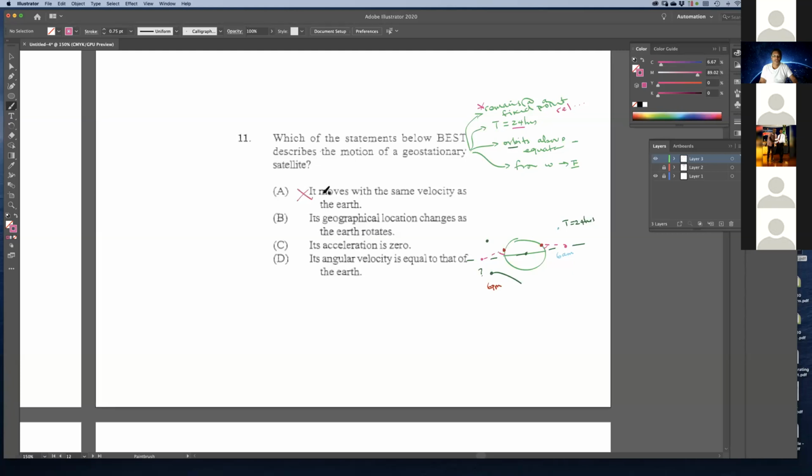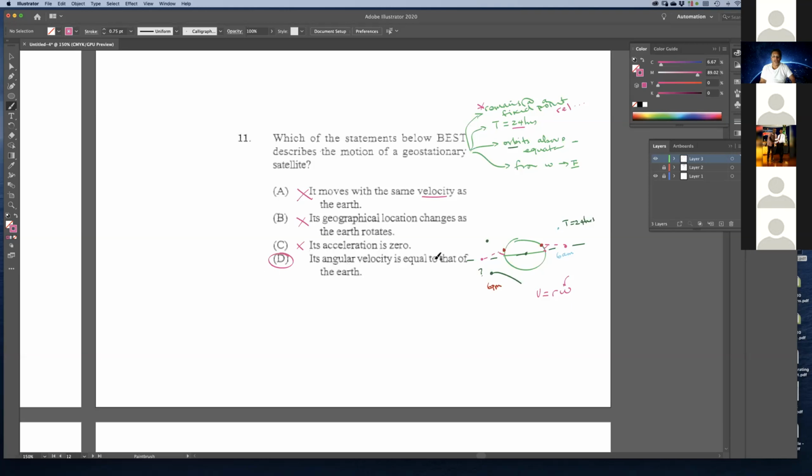That's rubbish, right? It can't be the same velocity as the Earth, because it's so far out that it must be moving faster than any point on the Earth's surface. Again, V is equal to R omega. They have the same omega, but because the radius is different, the V would be different. The geographical location changes as the Earth rotates. That we know is rubbish, because by the very definition it's fixed. The acceleration is 0. How could it be moving in a circle and have 0 acceleration? Rubbish. So we get the picture. The answer is D.